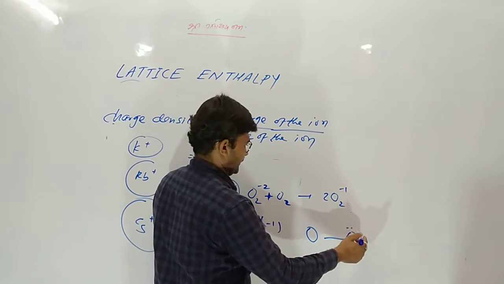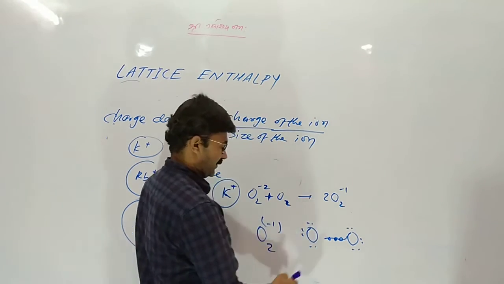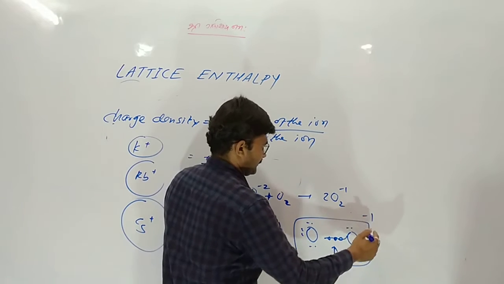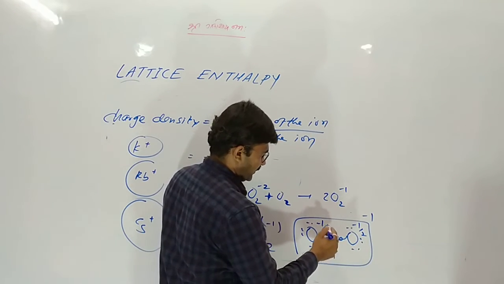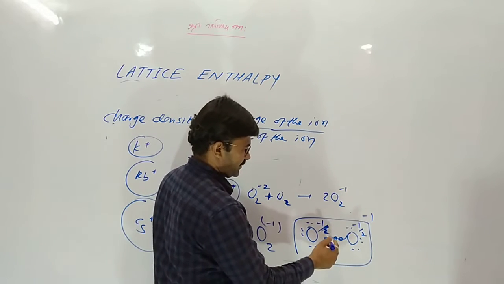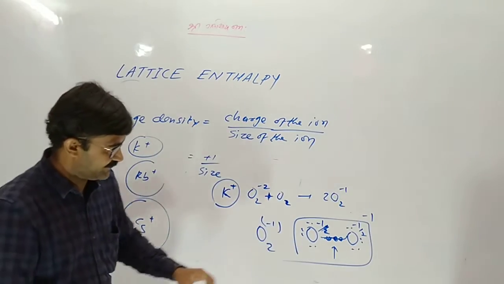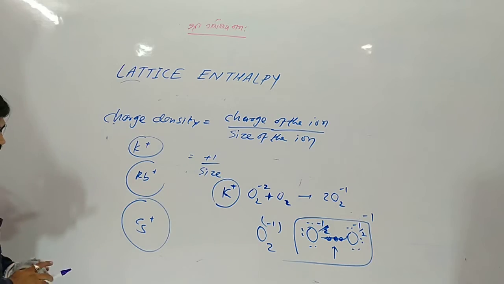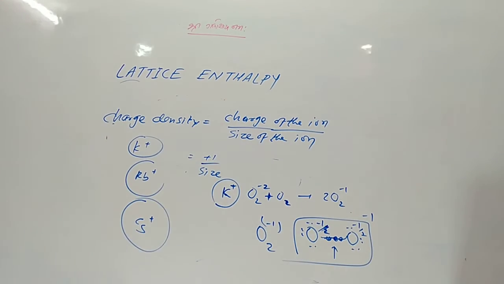So there are two oxygen, and between them there are 3 electrons in the bond. One is gained between the two oxygen atoms. So every oxygen gains one and a half, and the total is minus 1. Understood? So potassium, rubidium and cesium give a superoxide due to charge density.